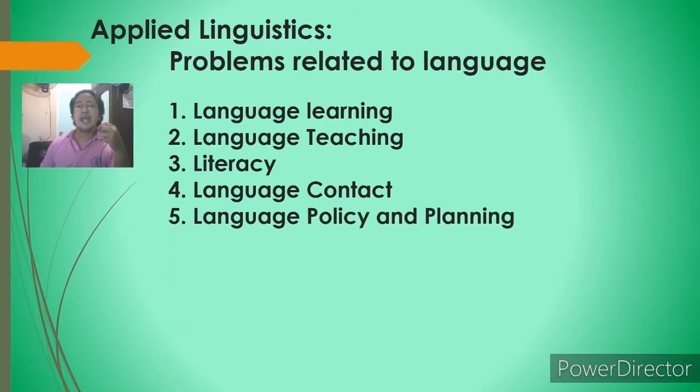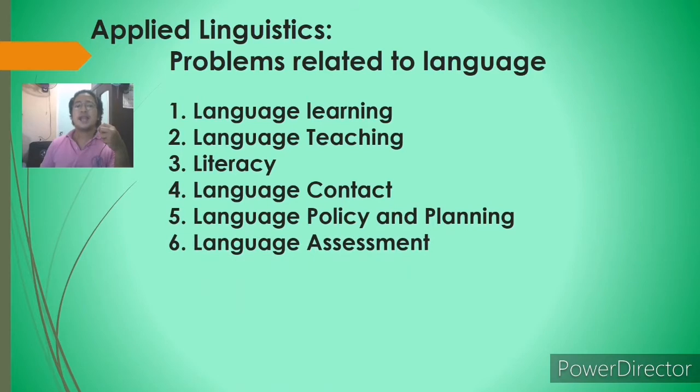Number 5. Language policy and planning refers to the program being implemented for the learners. Remember, one policy may not be applicable to all. So the teacher's intervention is very crucial in identifying the learners who cannot follow the program. Then he shall apply applied linguistics to help these particular learners.